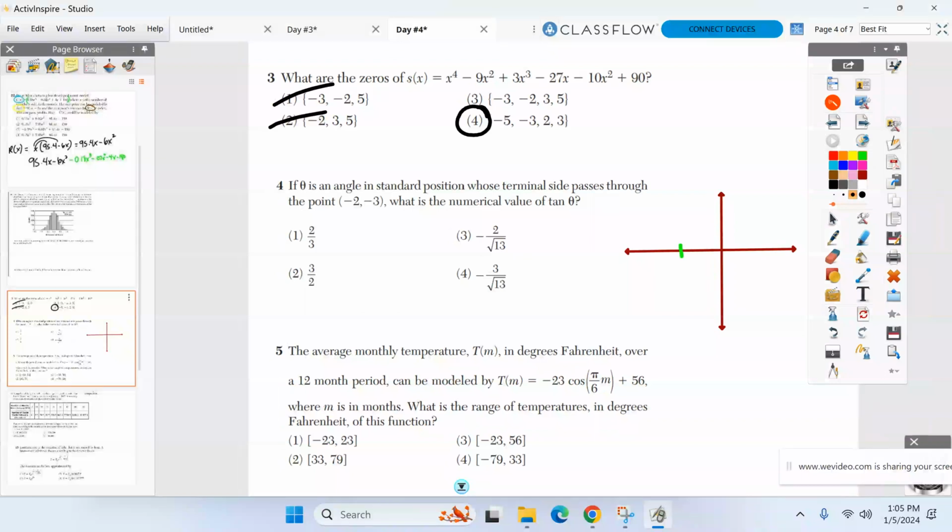-2, -3 is going to end up right here. And we're talking about tangent. What can I build right now? Triangle. And if you don't know how to build that triangle, what can you think of? Look at you guys. Let's go. Look at that. So proud.